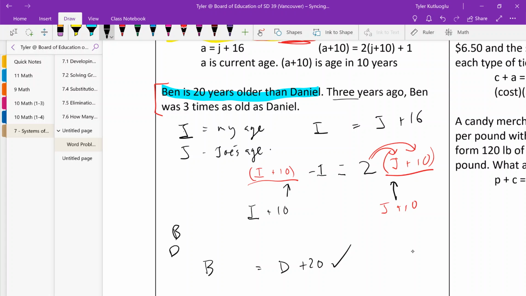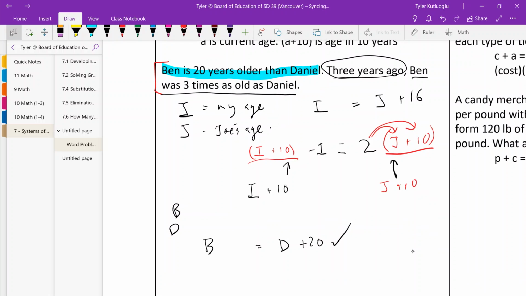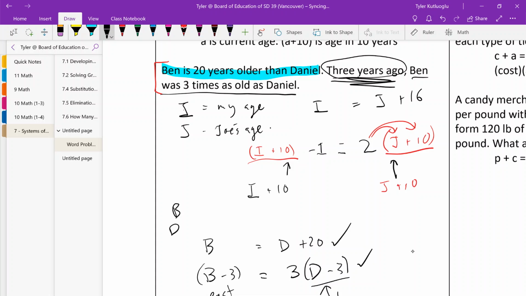The second one says 3 years ago, Ben was 3 times as old as Daniel. So we're going to say Ben was 3 times as old as Daniel, which means we need to do 3D in order to be the same. But it was 3 years ago, so it's going to be Ben's age minus 3 to go into the past. And again, here, I'm actually going to do D minus 3, so that's his past age. And now we have our two equations set up.